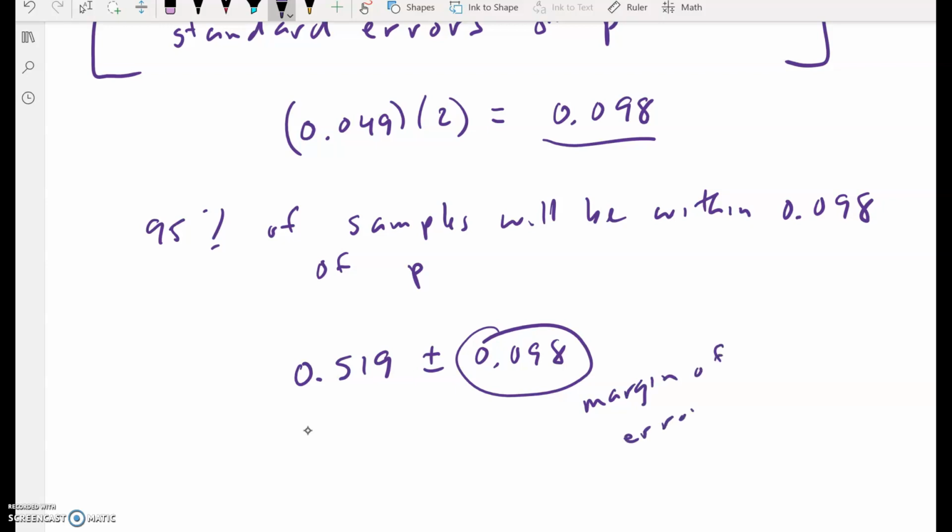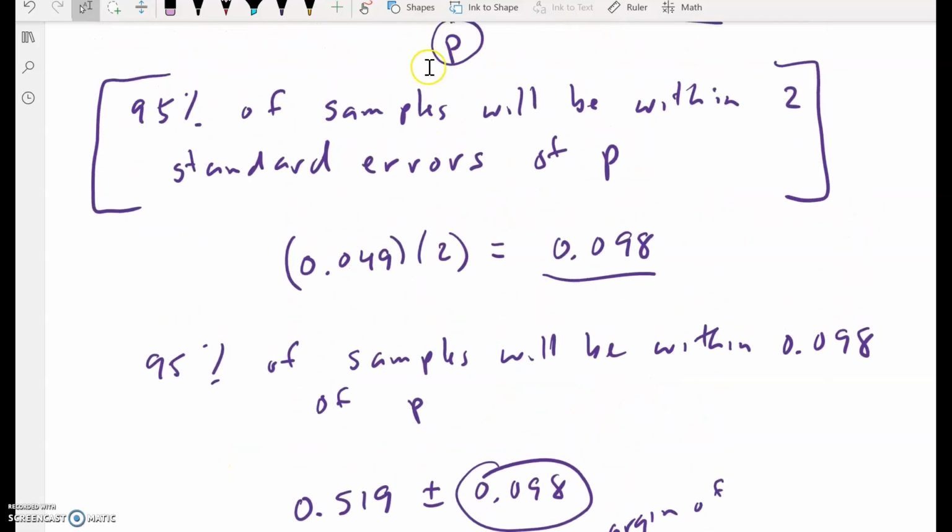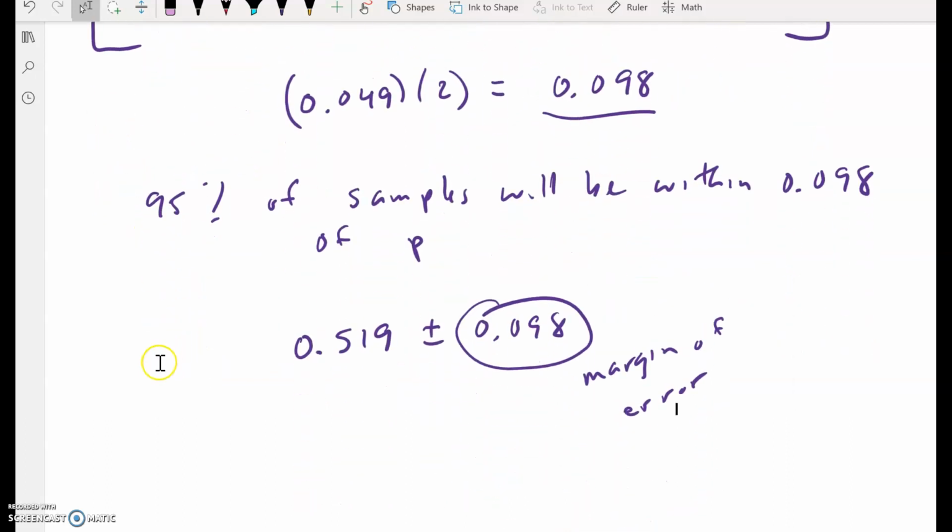Now the next video will go into more details about how precisely, because you don't always multiply by 2, since sometimes you don't want to be 95%, sometimes you need to be like 99%. So the next video we'll discuss that.